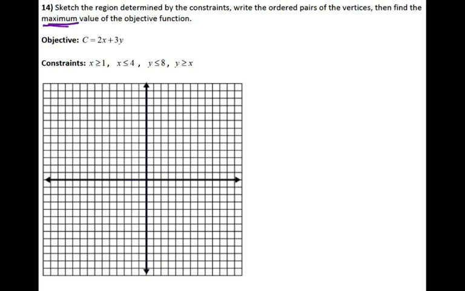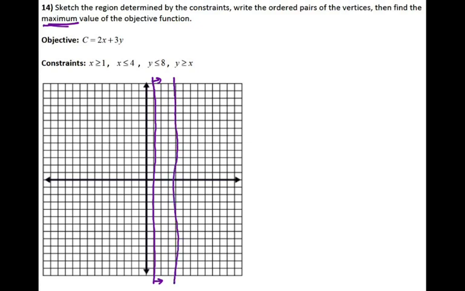So let's go ahead and graph it. I want x is greater than or equal to 1, so I'm going to go to 1 on my x-axis. And that is going to be a solid line. Greater than or equal to 1 would be everything to the right. And then I also need x to be less than or equal to 4, so I'm going to go to 4 on my x-axis. 1, 2, 3, 4. Another solid line.